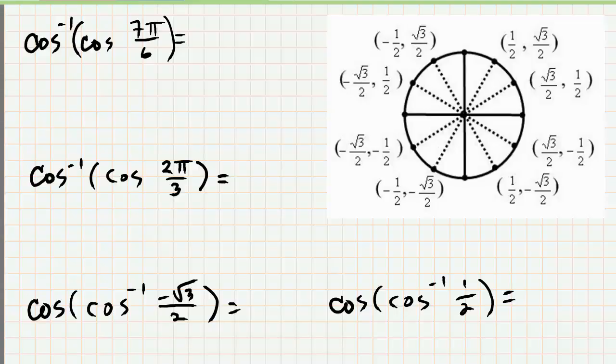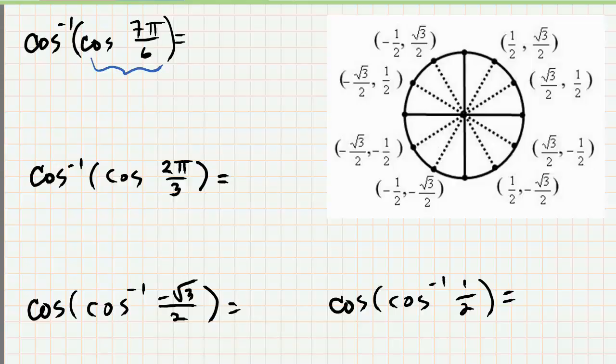Let's take a look at some compositions involving the inverse cosine along with cosine. So remember that we can start on the inside and work our way out. And so for this first one here, we can evaluate cosine of 7 pi over 6 first. So let's go ahead and do that.